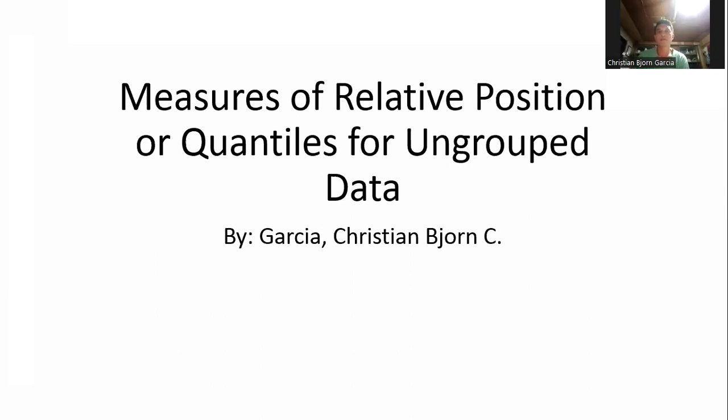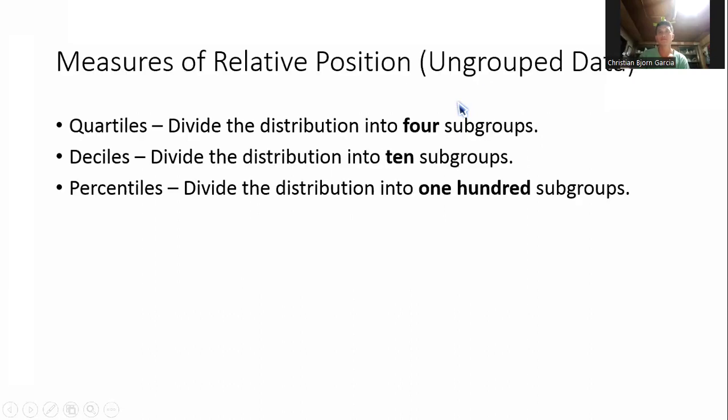The topic that I'm about to discuss is measures of relative position or quantiles for ungrouped data. Measures of relative position for ungrouped data. There are three: quartiles, deciles, and percentiles. For quartiles, divide the distribution into four groups. So each subgroup in quartiles is equivalent to 25%.